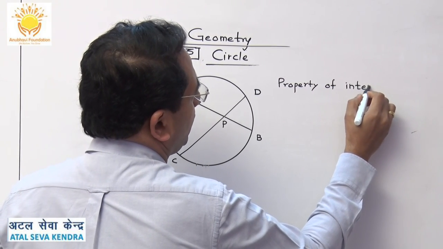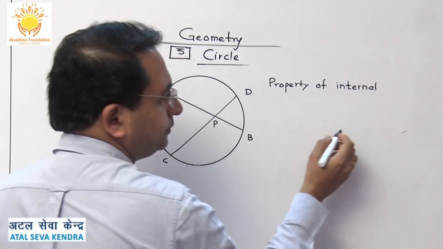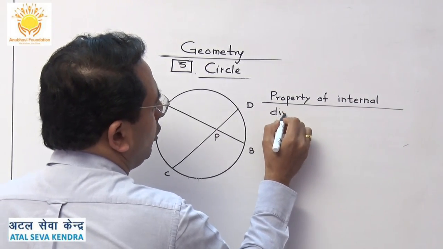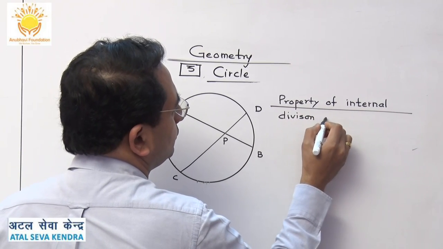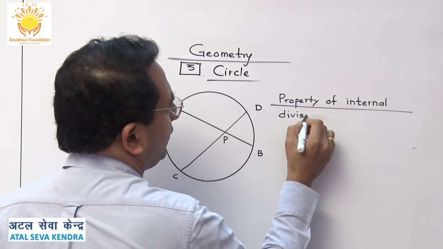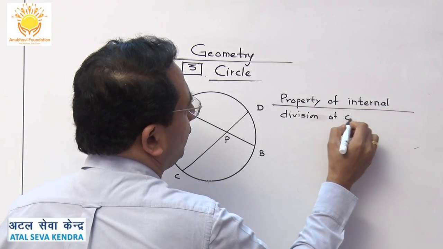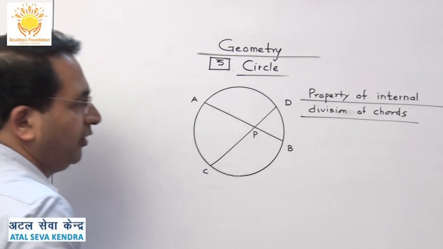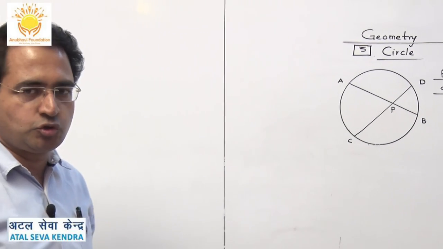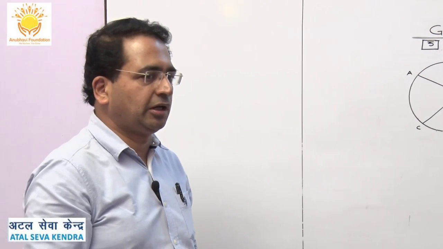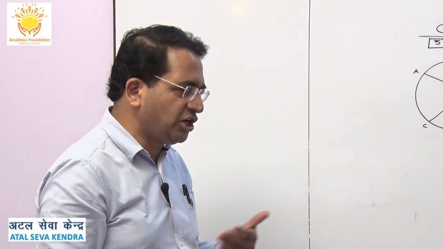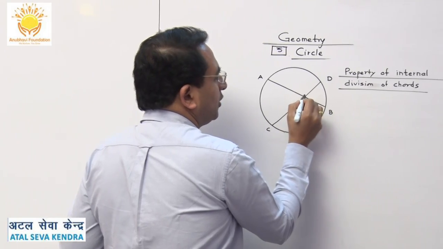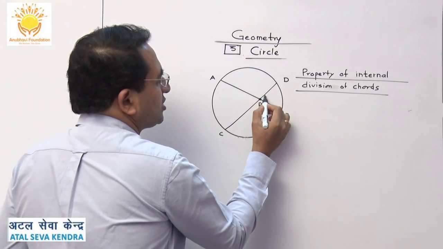I am writing over here property of, here I am writing the word internal. Property of internal division of chords. Property of internal division of chords. Now why do we call it internal division? Because two chords of the same circle are intersecting each other inside the circle. This is point P.